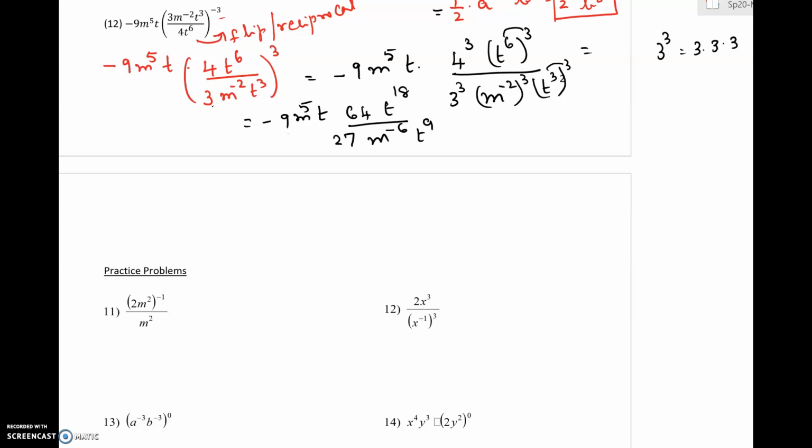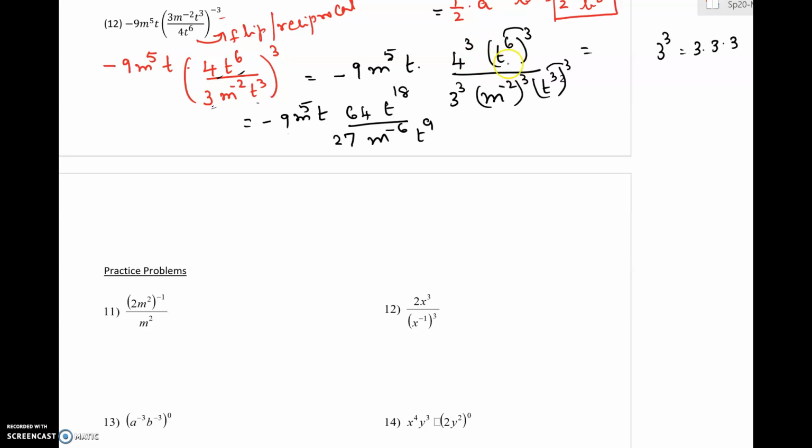Whenever you have a quotient and you have a negative exponent, you can actually take the reciprocal and make the exponent positive. So that's what we did in this step. Negative 9 m to the power 5t times, I flipped the numerator and the denominator, so it's 4t to the power 6 divided by 3 m to the power negative 2t cube, all to the power positive 3. Then we use the rule of exponents here, and then we have to raise each member here to the exponent 3.